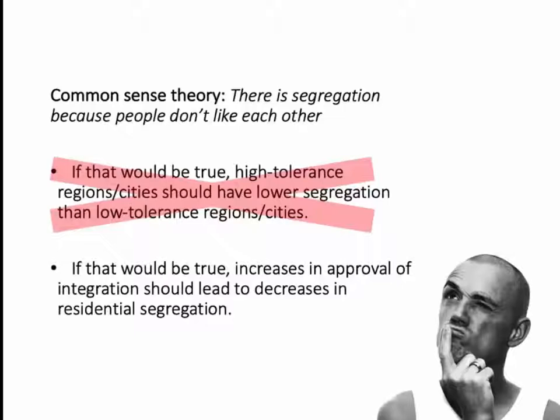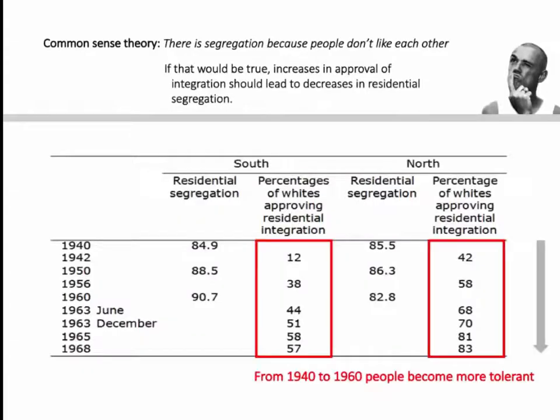Then segregation should go down. Let's look at that. So now let's look at the data over time. What you now see is the approval ratings. Now let's look at them combined. It doesn't really matter that the North differs from the South here.